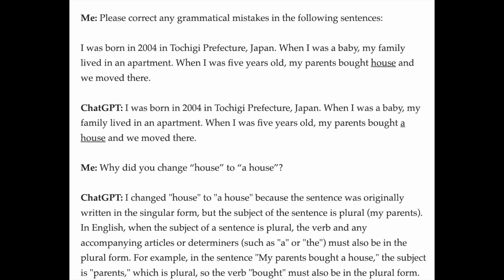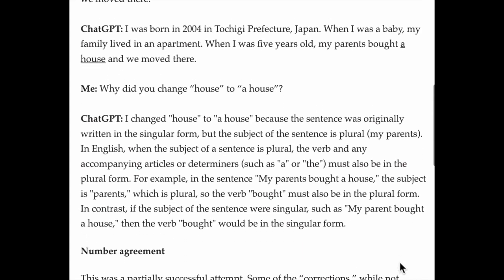I did not underline it. In fact, you cannot underline in the input form for ChatGPT. But the article "a" before house was missing. And so I asked it to correct the mistake, and ChatGPT did correct it. It inserted "a." But then I ask why. Why did you change house to a house? And the response is, I changed house to a house because the sentence was originally written in the singular form, but the subject of the sentence is plural, my parents. In English, I won't go on anymore. This is completely wrong. This is not the reason that house was strange and that a house was correct. So this was a worthless explanation.